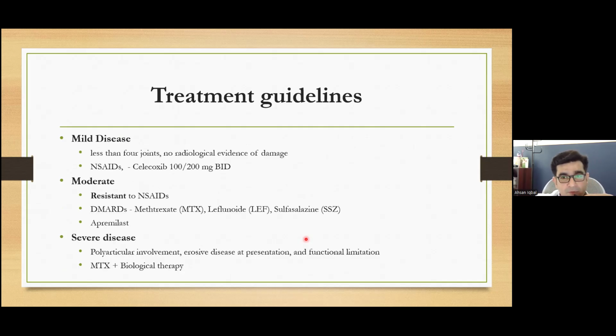So for mild disease, we usually treat with NSAIDs. I usually prefer celecoxib because it's a COX-2 inhibitor and doesn't cause that many GI side effects. With moderate disease, we can use synthetic DMARDs, for example, methotrexate, leflunomide, sulfasalazine, or Otezla. For severe disease with polyarticular involvement, if the patient has erosive disease, we can go with methotrexate or other biological therapies.